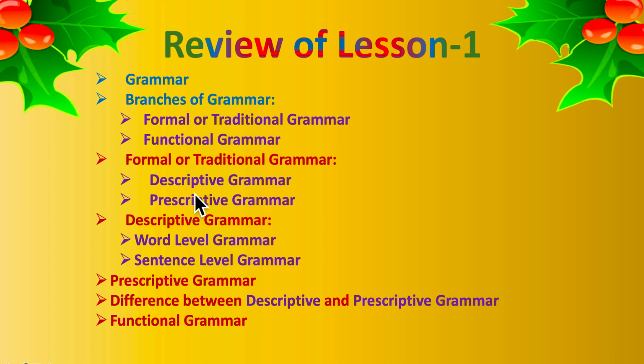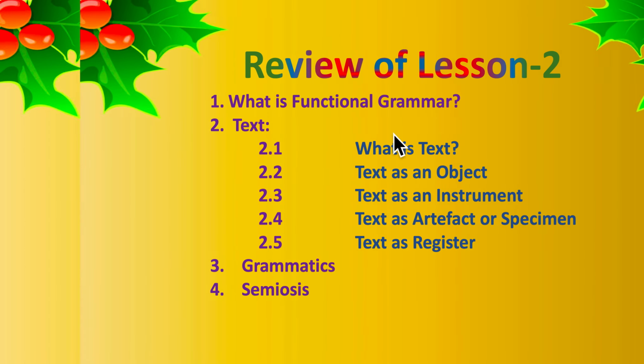Formal or traditional grammar has two parts: descriptive grammar and prescriptive grammar. Descriptive grammar has two subcategories: word level grammar and sentence level grammar. Then we have prescriptive grammar. Then we talked about the difference between descriptive and prescriptive grammar, and the last point we discussed was functional grammar. These are the topics we talked about in detail in our first lesson. Please go back to lesson 1 and try to recall all these points. We move on to the next slide.